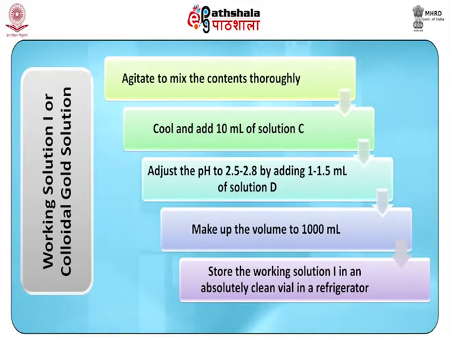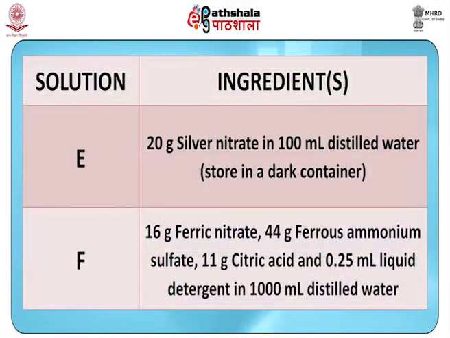Now cool and add 10 ml of solution C. Adjust the pH to 2.5 to 2.8 by adding 1 to 1.5 ml of solution D. Make up the volume to 2000 ml. Store the working solution 1 in an absolutely clean vial in the refrigerator. Next, the following solutions are prepared.